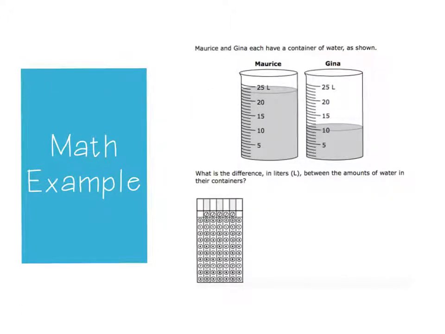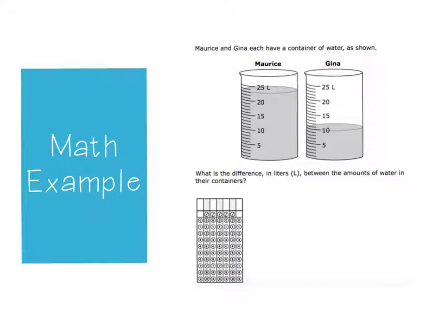In this question, you can see that there are 2 beakers at the top, which the kids would have to use to find their answer. And then the question's underneath, and it says, what is the difference in liters between the amounts of water in their containers? So basically, the kids would have to subtract 23 minus 10 to find the answer of 13. But then the key is when they get down to actually gridding their answer down at the bottom, you can see that there is a gridded response.